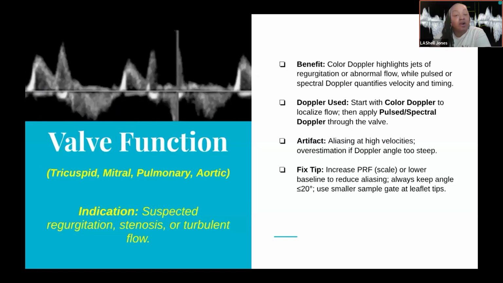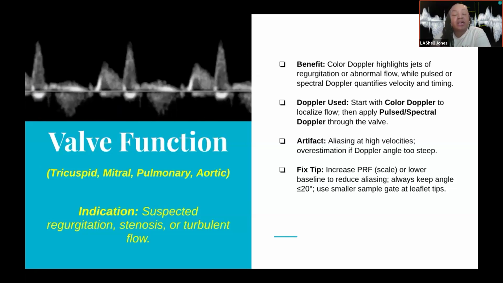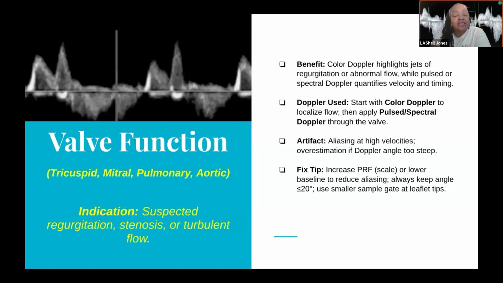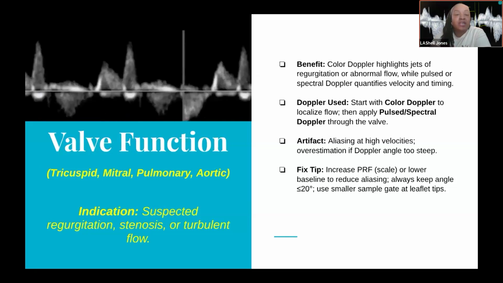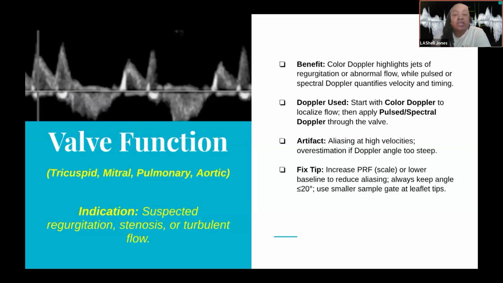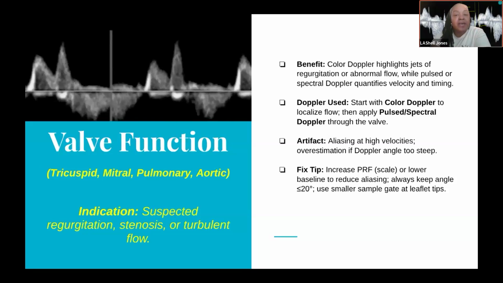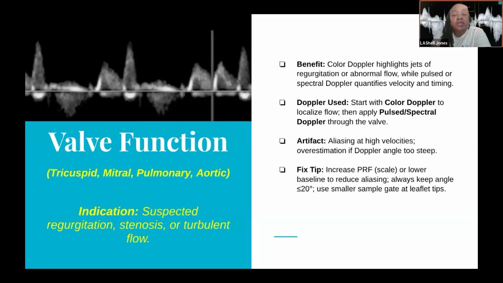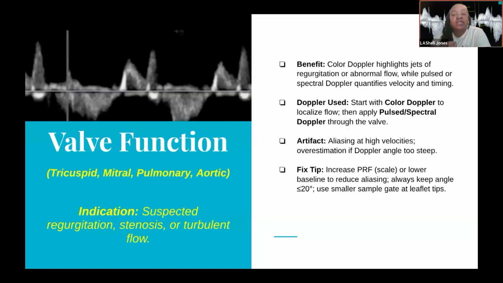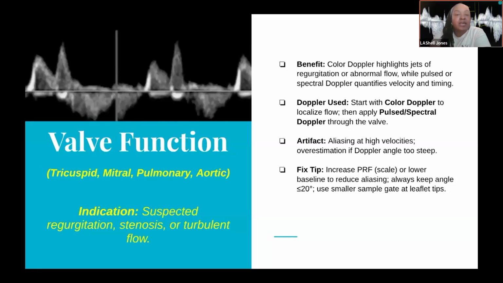Okay. There is artifact with this one in particular: aliasing at high velocities, or overestimation if the Doppler angle is too steep. A quick fix for this is to increase your PRF scale and lower the baseline to reduce the aliasing, but keep in mind you always want to keep your angle less than 20 degrees. And in cases like the ductus venosus, use a smaller sample gate. That may help as well to fix that artifact.